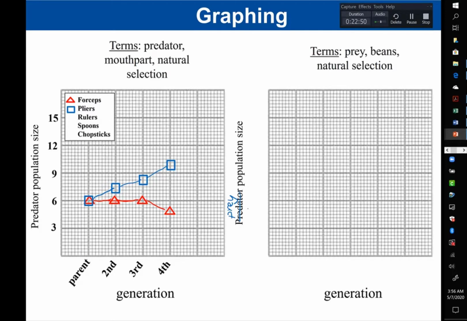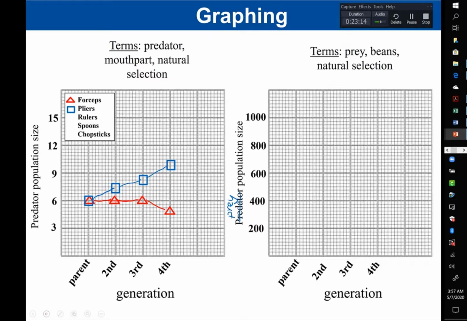And then again, I need to look at my prey population sizes. And you'll notice that you had one that was in the 900s. So you have to make your scale accordingly. And so if I was doing this, I might make this scale 200, 400, 600, 800, 1,000. And then my generations would still be parent, second, third, fourth.